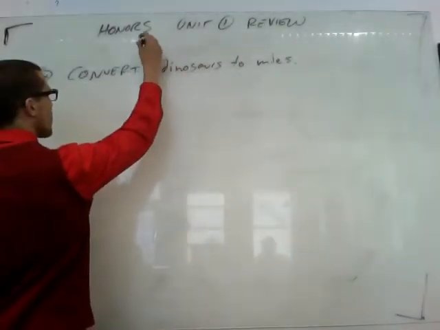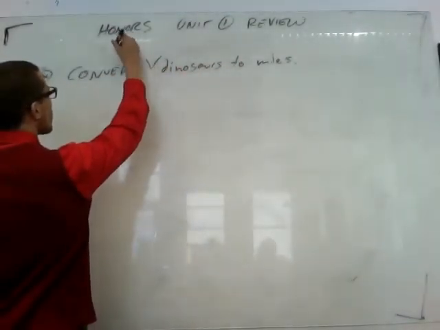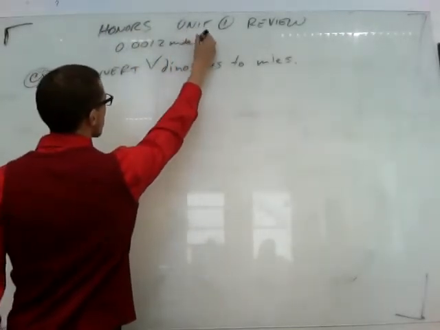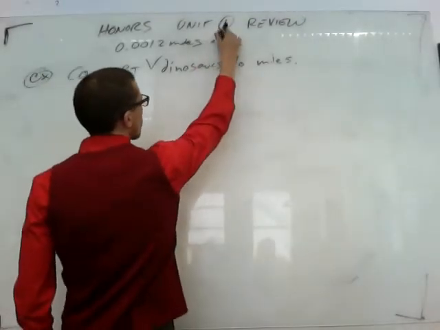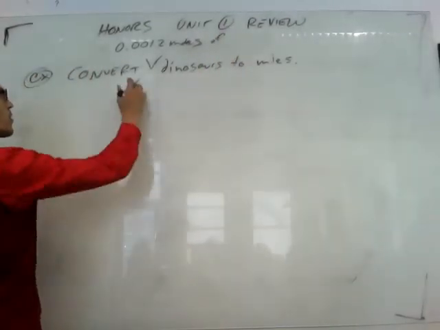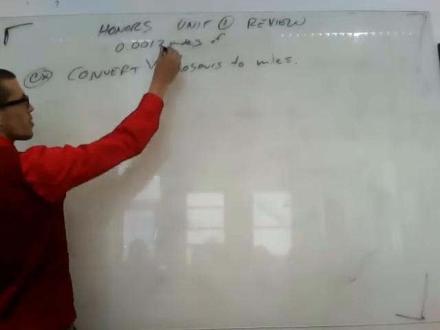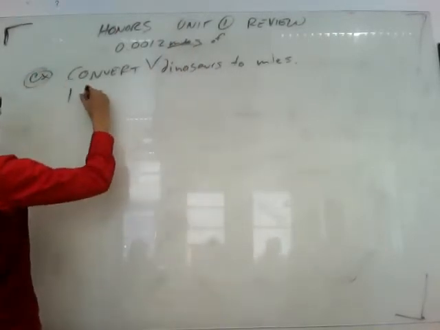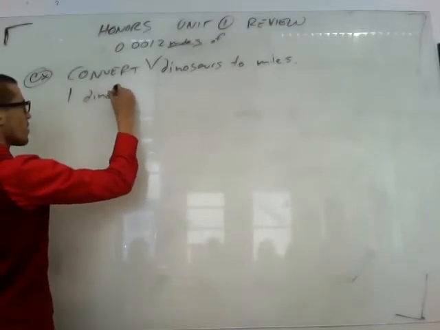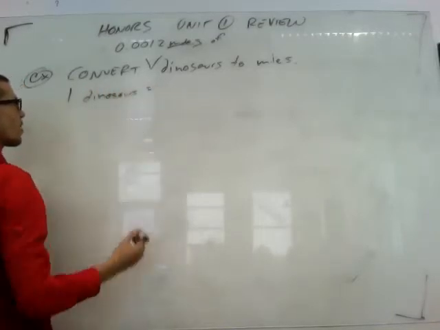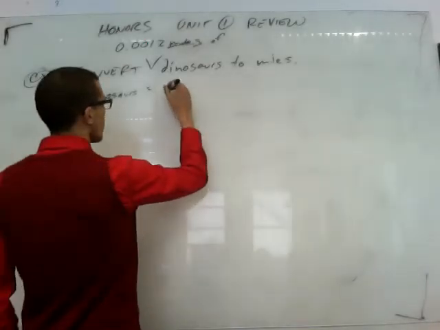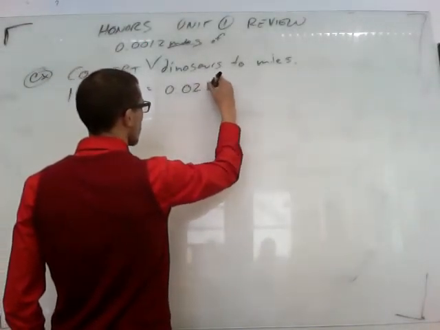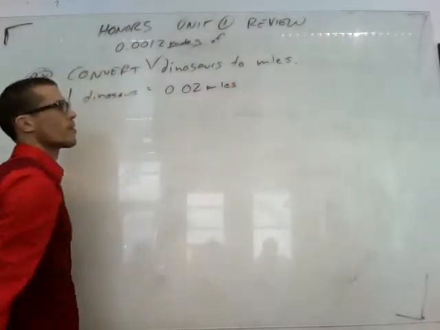How many dinosaurs do we have? Well, we have 0.0012 moles of dinosaurs. It's a lot of dinosaurs, even though it's a small number right here. These moles are such a huge number. So convert that many into miles, and we know that one dinosaur equals 0.02 miles. This is given.